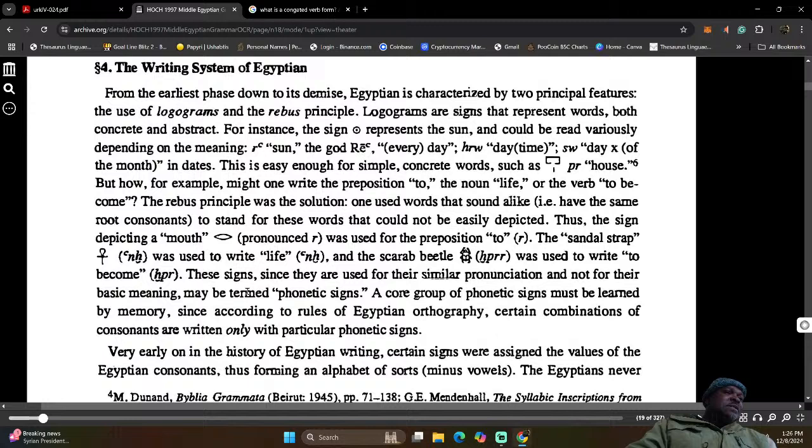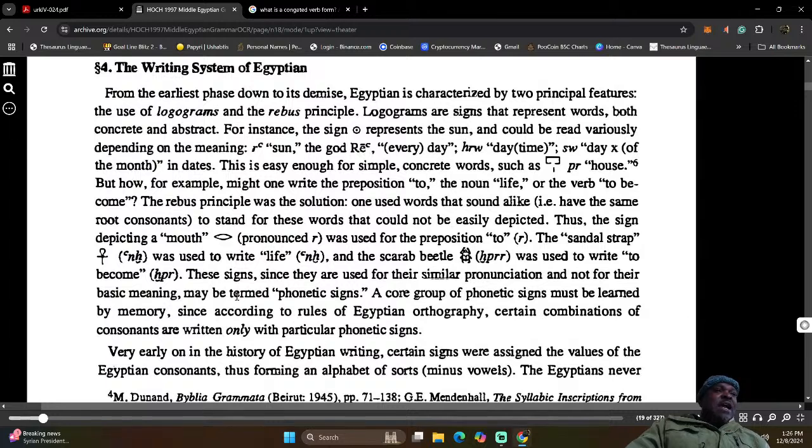These signs, so y'all seeing, they're telling you now, and this is a lot of the confusion people have. People think you need to know the meaning of the sign. In the rebus principle, you need to know the sound of the sign. So they took these sounds and they re-represented it.